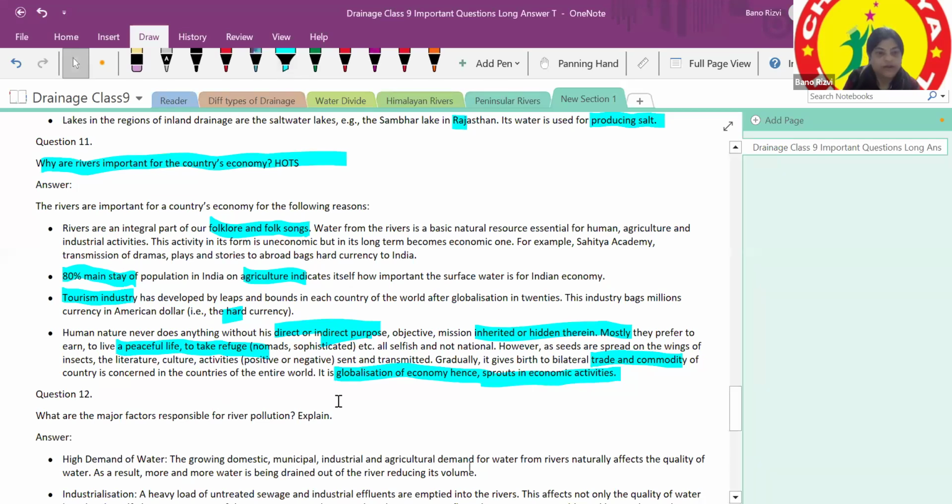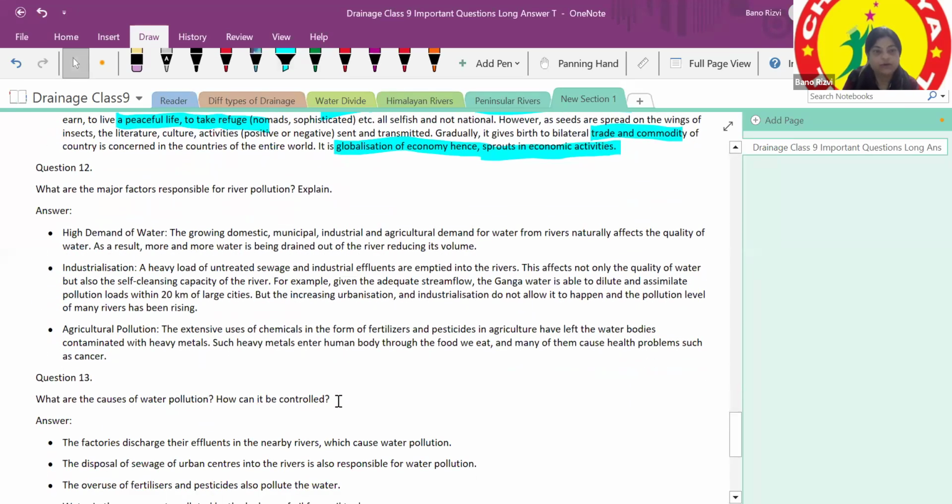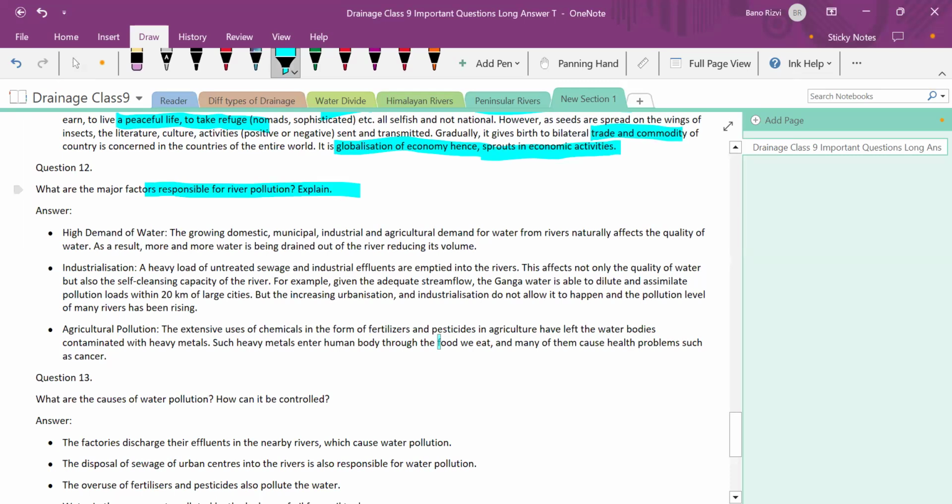What are the major factors responsible for river pollution? Somebody read this. Shravan, I want you to read this. What are the major factors responsible for river pollution? High demand of water.